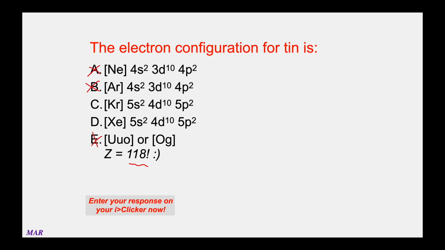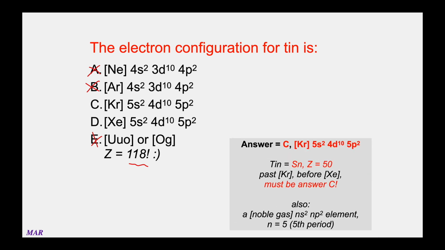Krypton has 36 electrons to it. So if you added 36 to the superscripts that are left, 36 plus 2 of 5s plus 10 for 4d and 2 for 5p, you're going to get 50. Xenon, on the other hand, is 54. That's more than tin's 50 electrons, so it can't be that one. So the answer here is going to be C, all right?